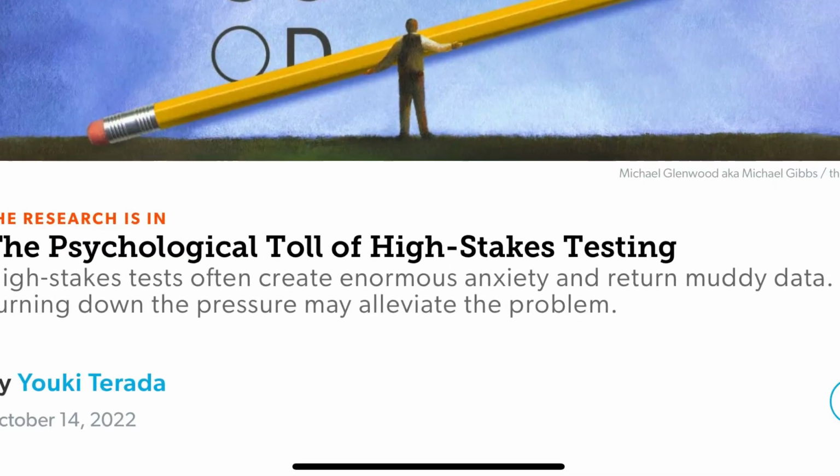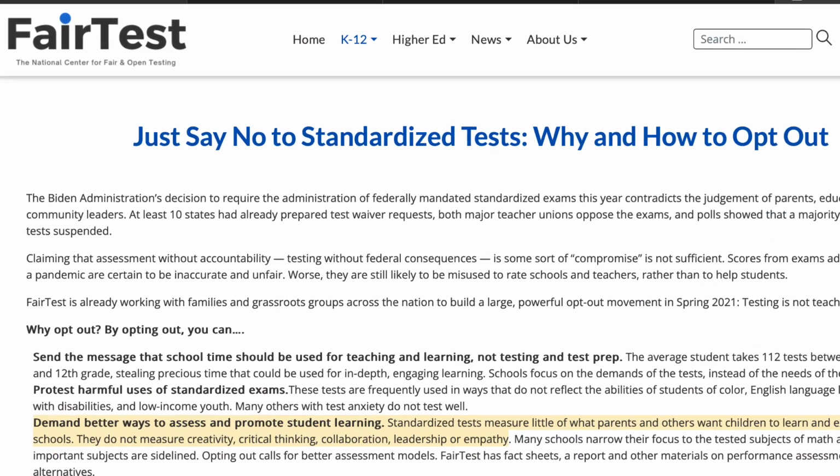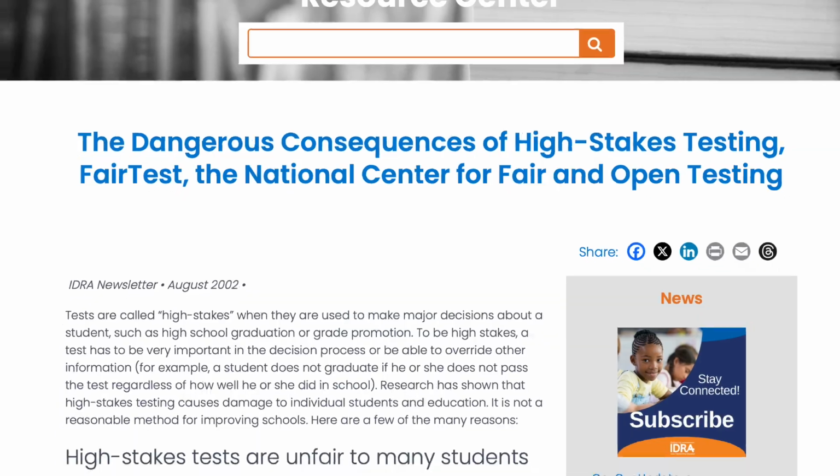showing that standardized testing is not an accurate representation of the various learning needs and levels of students in classrooms.